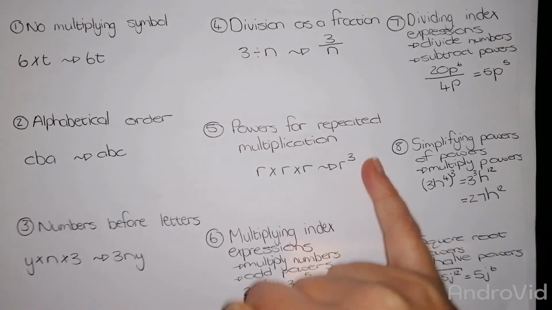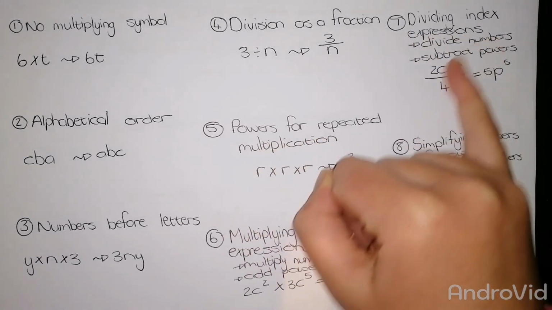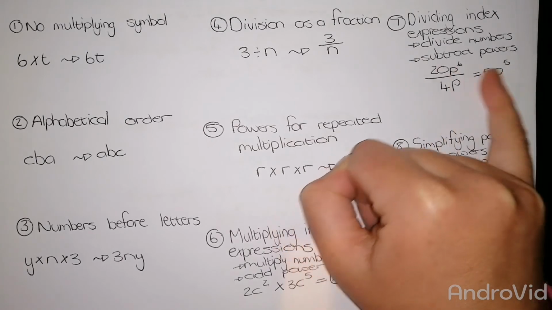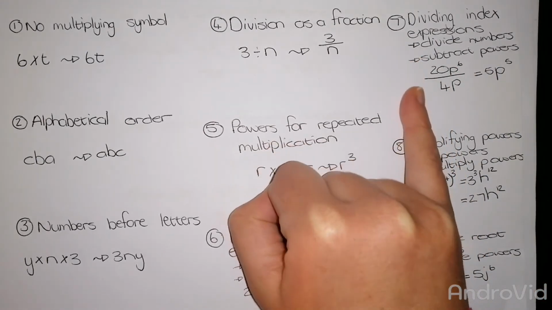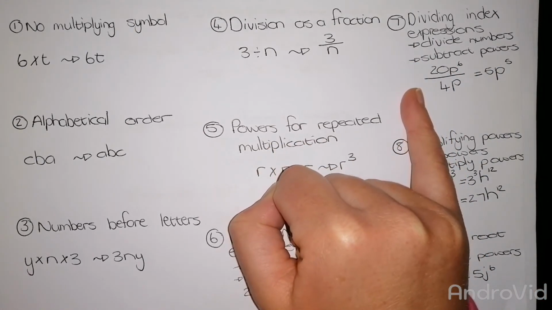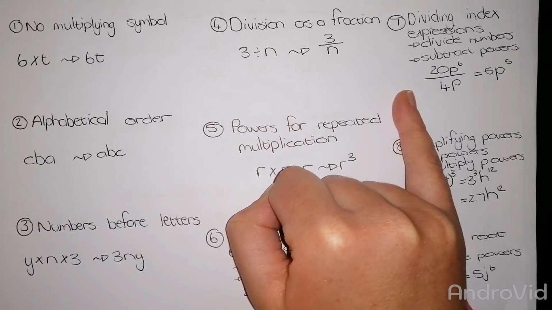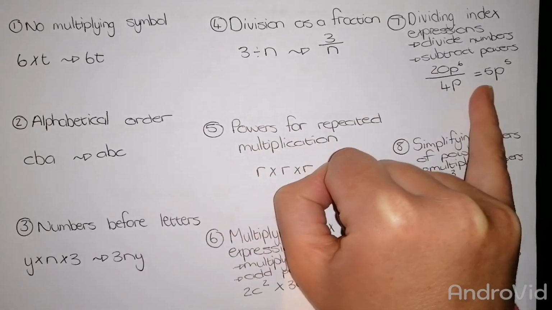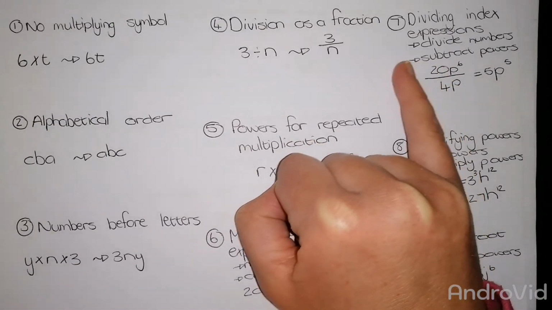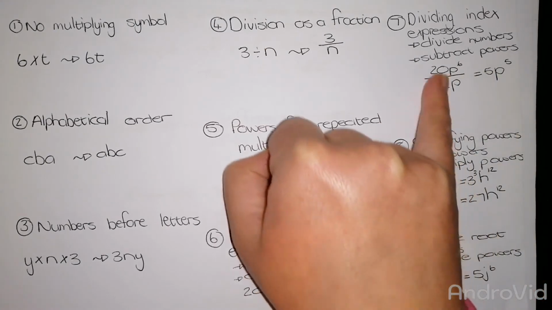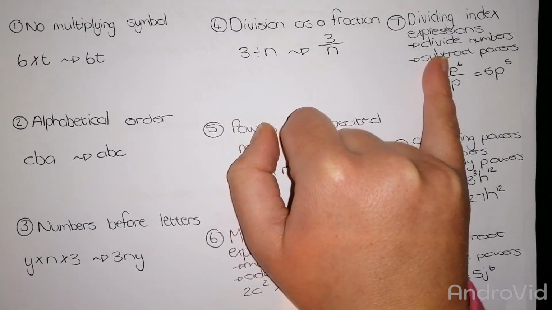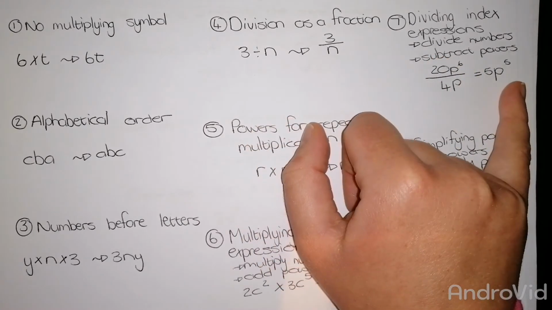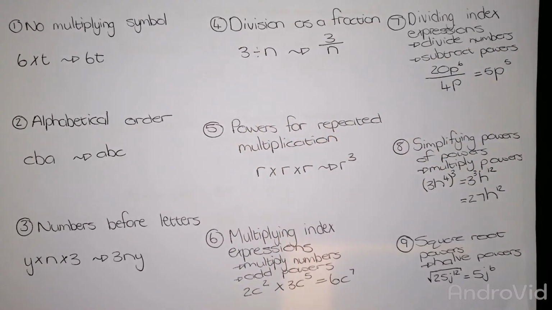Rule number 7 is when we are dividing index expressions, we need to divide the numbers and we need to subtract the powers. So if we have an example, 20p to the power of 6 divided by 4p, we have to first of all divide the numbers. So 20 divided by 4 gives me 5. And the second thing is we need to subtract the powers. Because we have the same letter, we just need to subtract the powers. So 6 subtract 1 gives me 5. So my answer is 5p to the power of 5.